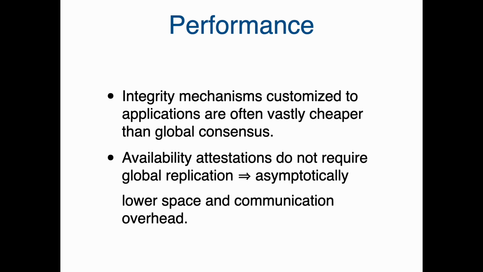I don't have plots to show you about performance. We have actually a lot of plots, but they're kind of hard to interpret. What we've been able to show is that, as you might expect, if you have integrity mechanisms that are customized to the particular applications, they can be vastly cheaper than global consensus. And another nice thing that we've been able to show is that by having availability attestations that don't require global replication, we can significantly reduce the storage overhead and the communication overhead in the system.